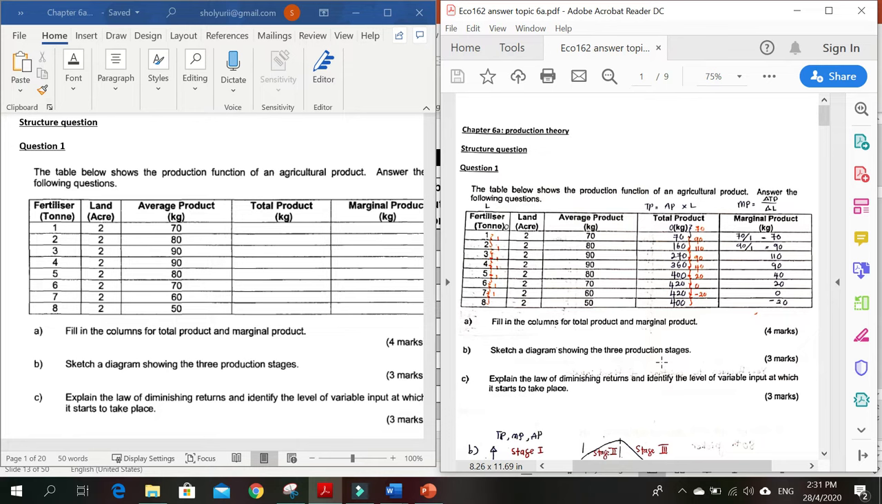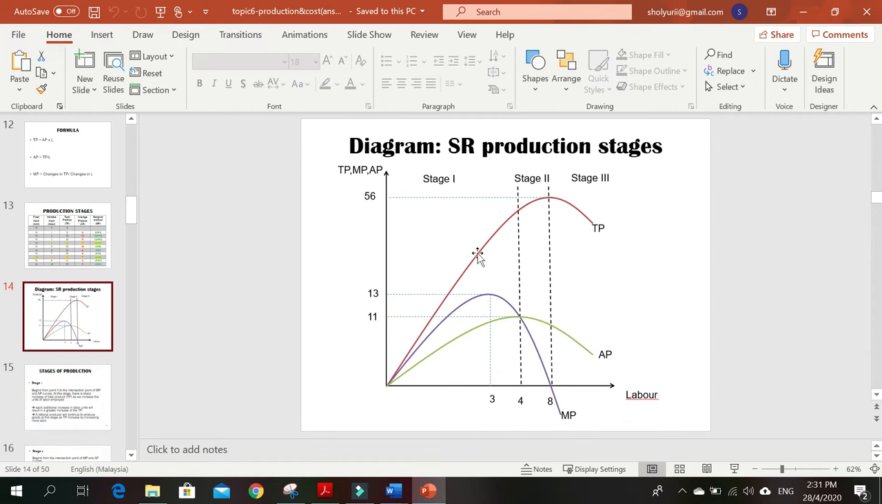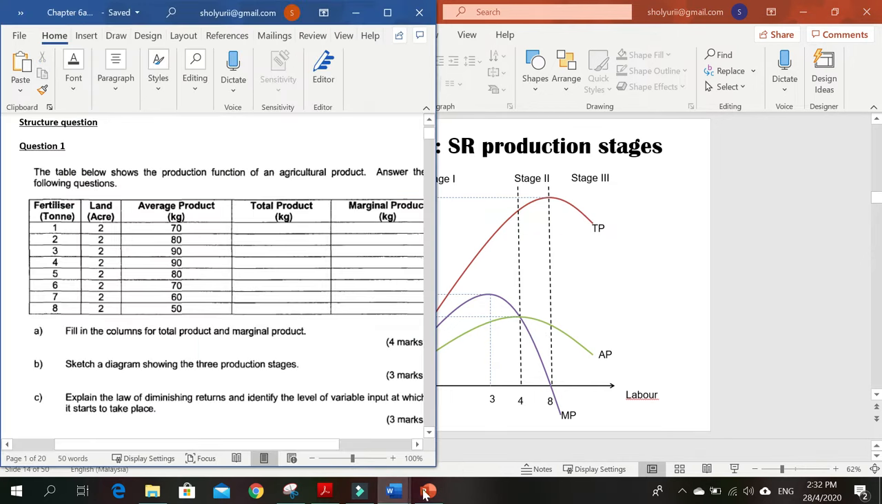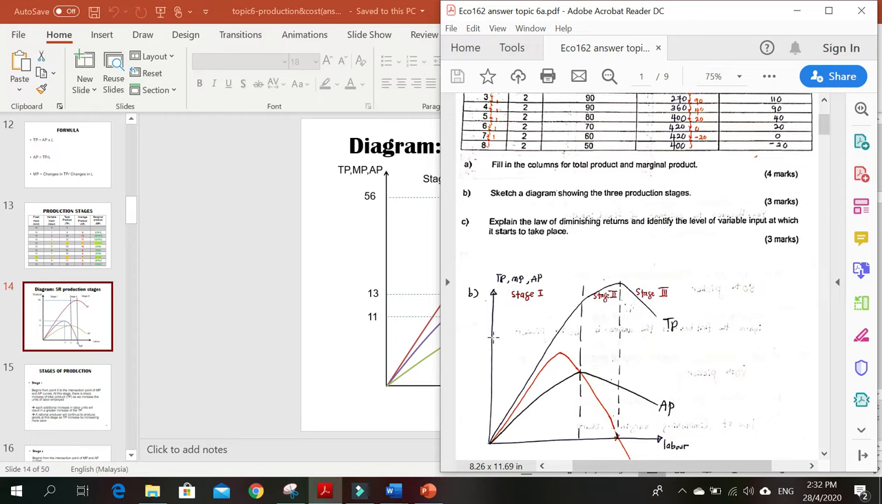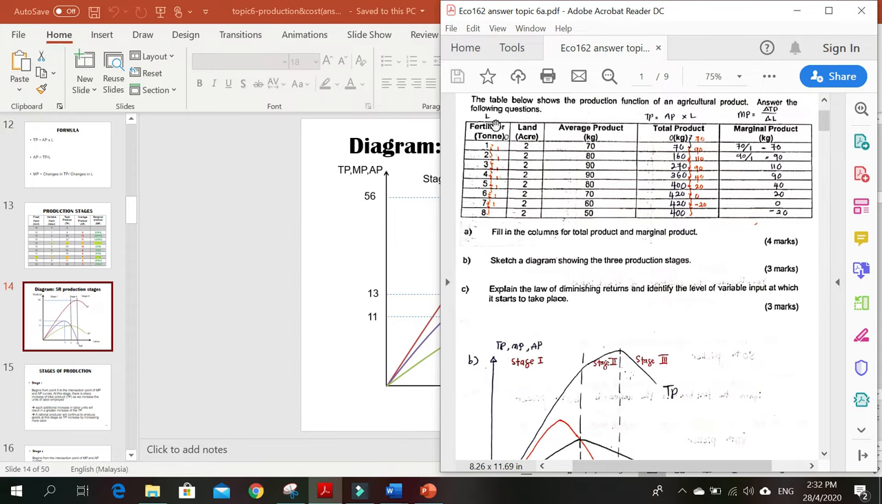Okay, sketch a diagram showing the 3 production stages. Ini yang saya kata, you must know how to draw the diagram. Okay, so how to sketch the diagram? You tak perlu tengok figure dah. Like I told you, diagram dia confirm akan jadi rupa macam ni. You tak perlu letak figure dah. You cuba label the part C sahaja and label the curve and label the stages. Okay, you just hafal macam mana rupa dia. So you don't need to see the figure in the box. Okay, so macam mana nak buat dia? Y, X, labor, ataupun ikut soalan dia, fertilizer.